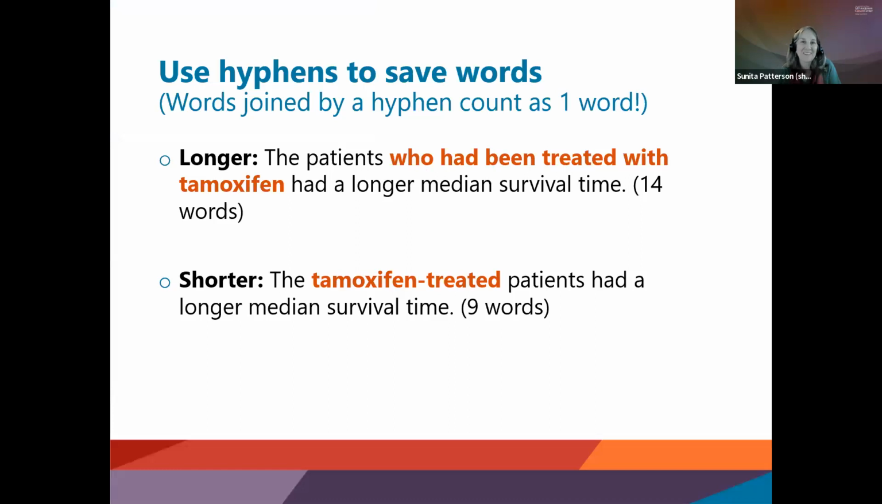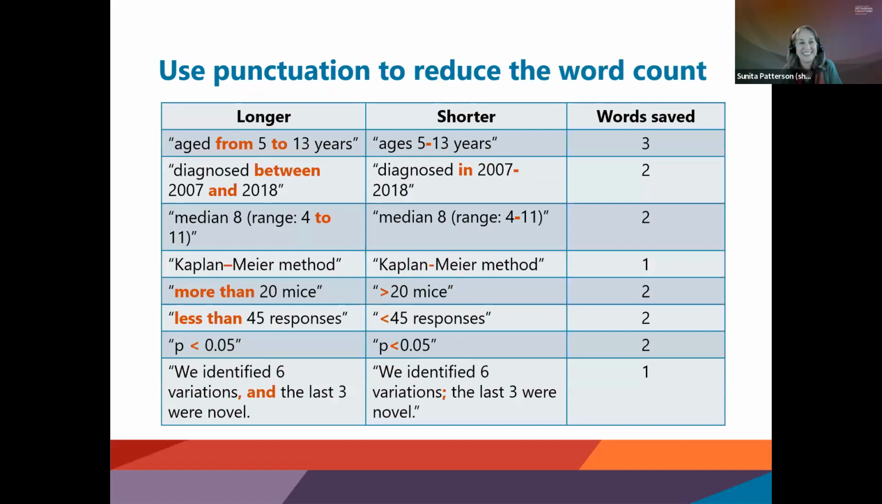But the thing about hyphens is that if you have 2 words connected by a hyphen, it only counts as 1 word. So in this example, "the patients who had been treated with tamoxifen," if we change that to "the tamoxifen-treated patients," we're going from 1, 2, 3, 4, 5, 6 words down to "tamoxifen-treated" counting as 1 word. So we have saved 5 words here. So I was pretty excited when I learned that.